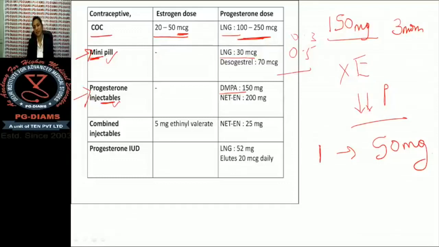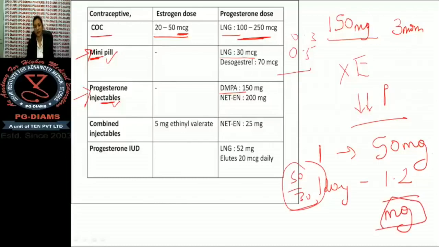150 mg for 3 months, so for 1 month you have 50 mg, which is for 1 day. If you calculate, it is going to be around 1.2 mg, 50 by 30. Right, so it is slightly more than 1 mg, while the dose of progesterone in combined OC pills and mini pill is in micrograms. So progesterone injectables are high dose progesterones. Then as combined injectables, the daily drug eluted in these is similar to or even lower than combined OC pills. So the mechanism of action of combined OC pills and the combined injectables are similar.